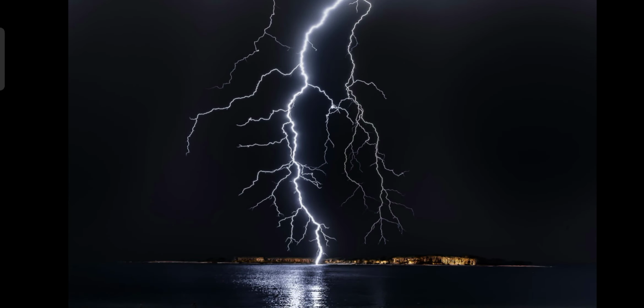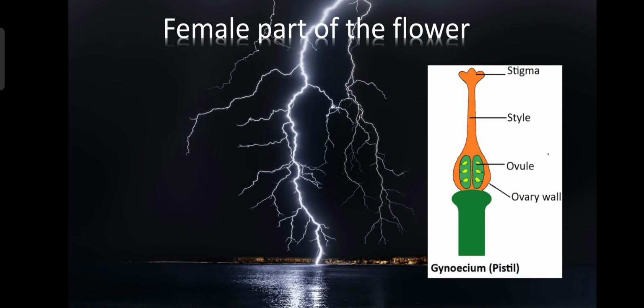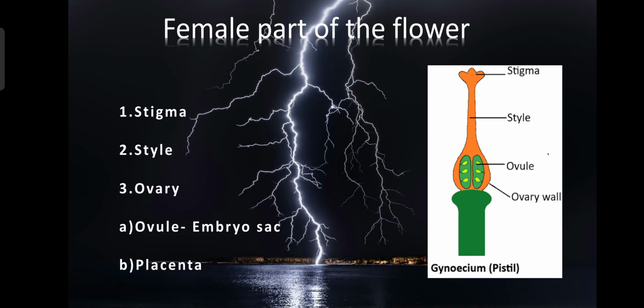As we know, the female part of the flower is called gynoecium. The gynoecium can also be named as pistil or carpel. It is made up of stigma, the style, and the ovary. So the gynoecium has three parts: stigma, style, ovary. Stigma is the tip of the gynoecium, which is sticky in nature and provides a platform for the pollen grains to land and to germinate.